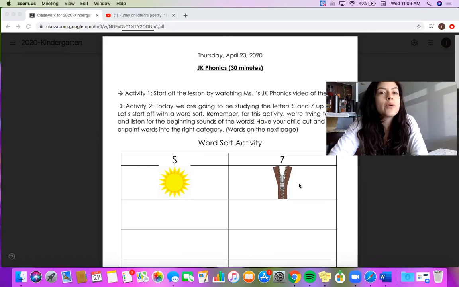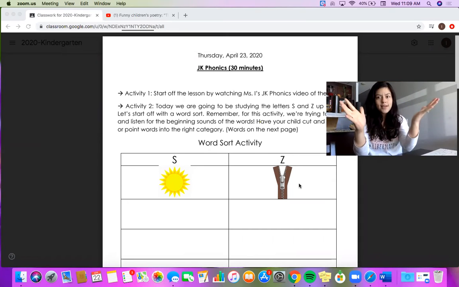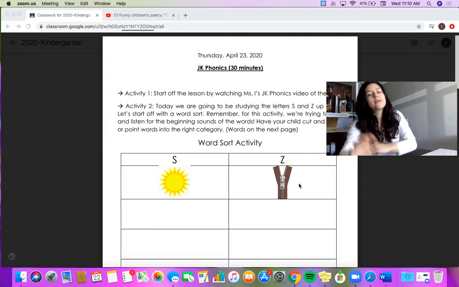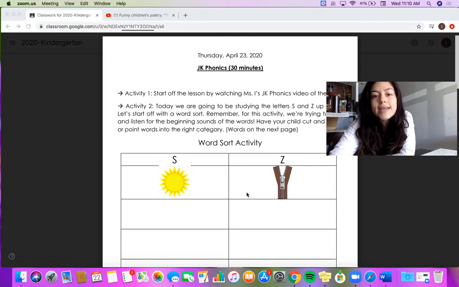Next week, you'll be moving on to digraphs. Digraphs are very special parts of the English language. It's when two letters come together to make a different sound. They come together and make one sound that's different. So you're going to learn all about that next week.